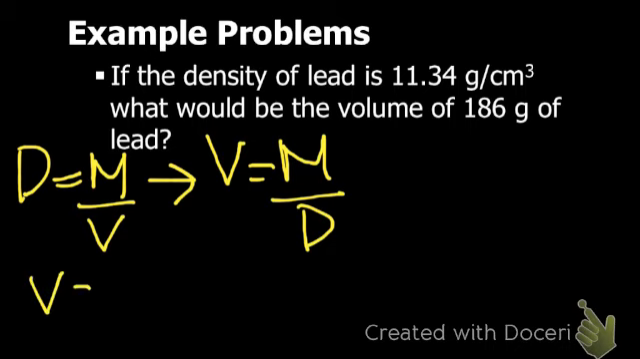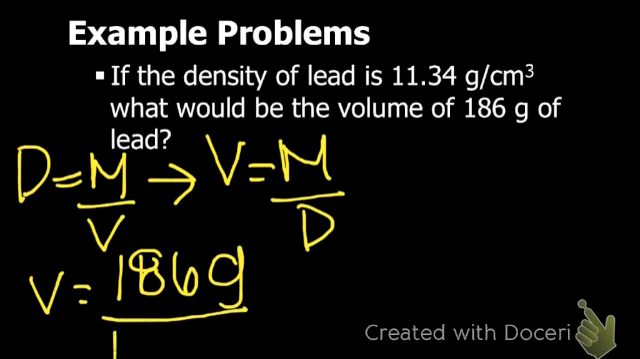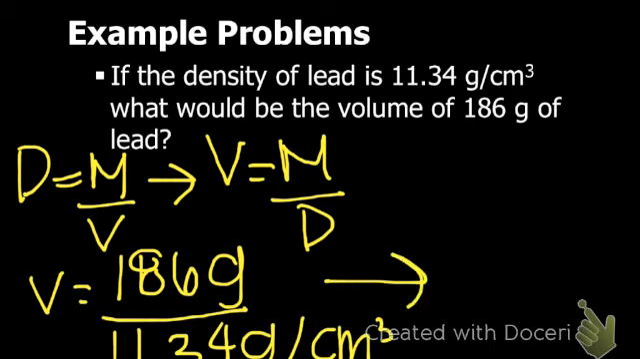So volume again equals, and we'll have that's with a mass, so 186 grams divided by 11.34 grams per cubic centimeter. And this will give us 16.402. But again, we know we have to use correct number of sig figs.